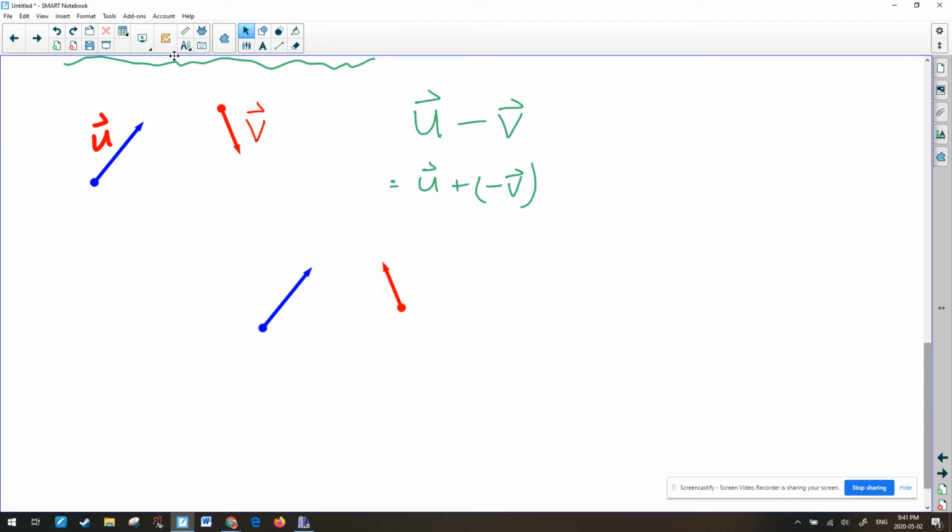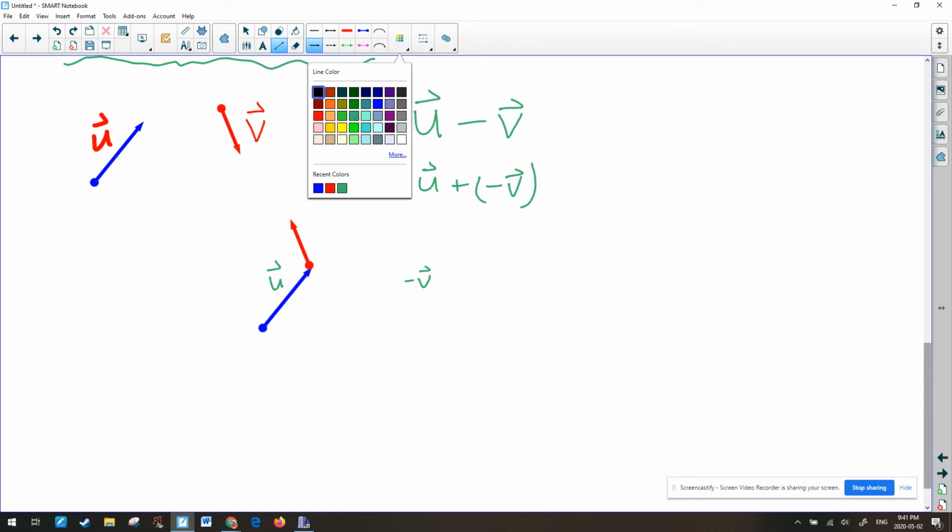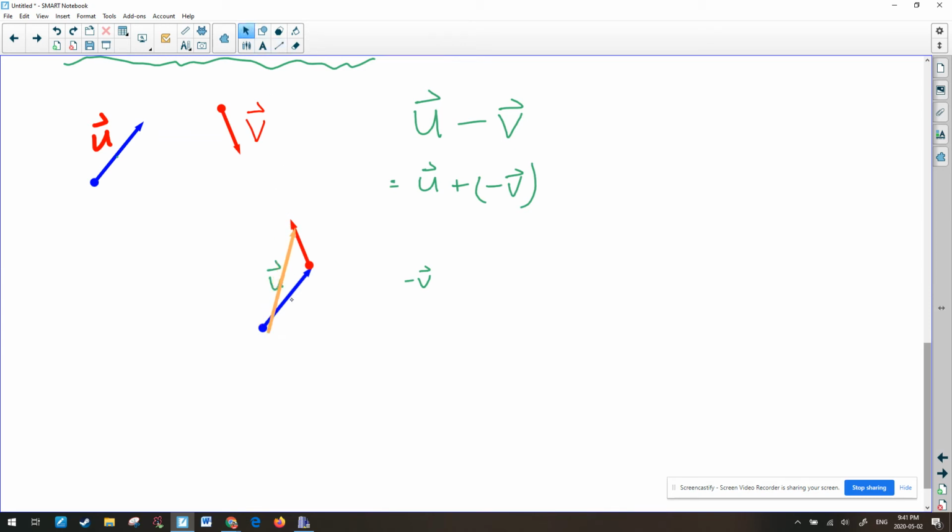So this is u, and this is negative v. And what it says is we get to add these guys now. Order doesn't really matter. So I'm going to add them tip to tail. And so the resultant vector here, I'm going to make it this color. So the resultant vector is this.